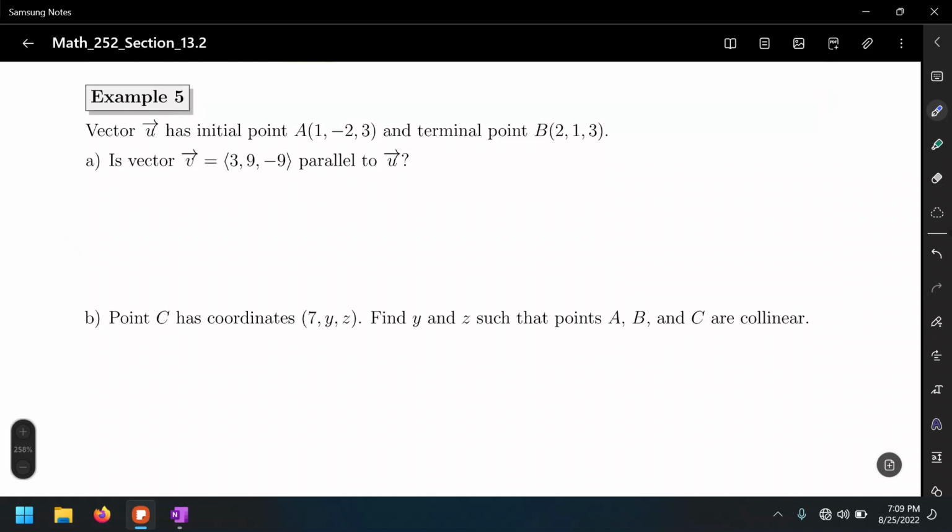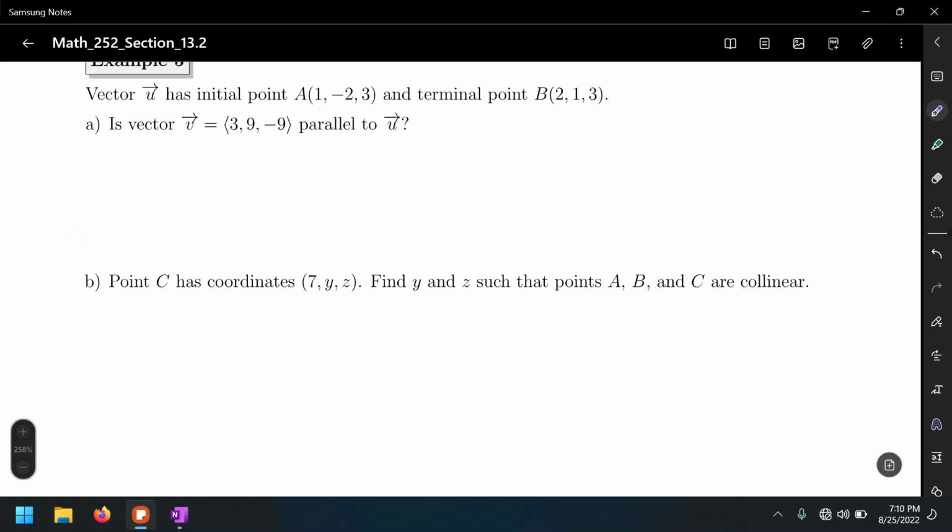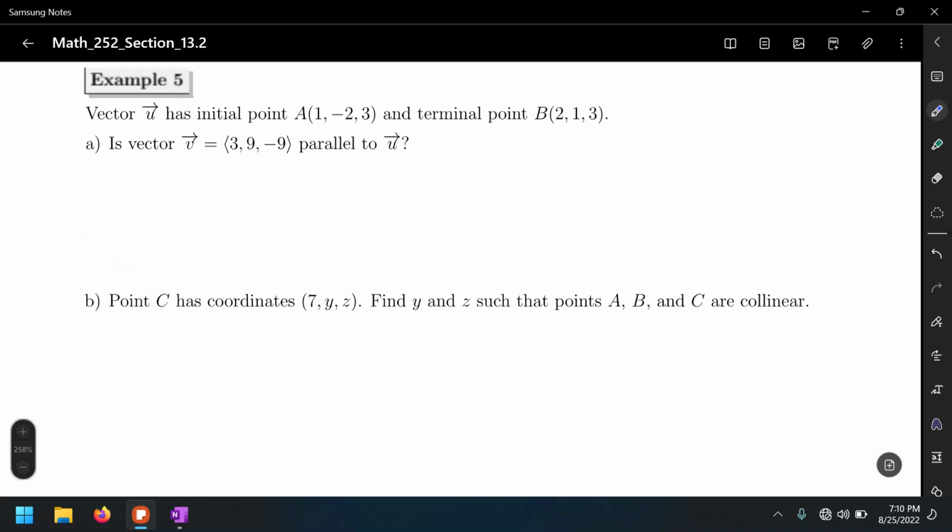Let's have a look at one more example. We have another vector whose initial point is A (1, -2, -3) and terminal point B (2, 1, 0). They're asking us whether the vector v (3, 9, -9) is parallel to u. We're given vector v, but we don't know vector u. However, we have the information to obtain vector u. To find vector u, we subtract the components, terminal minus initial.